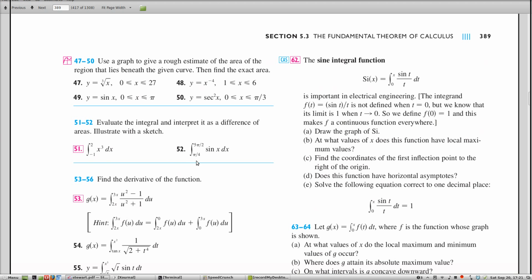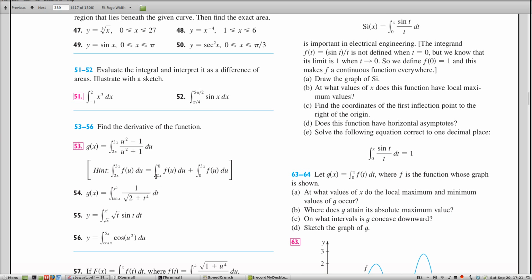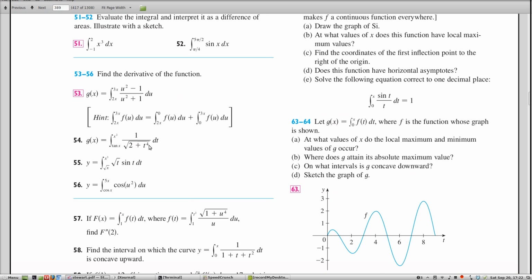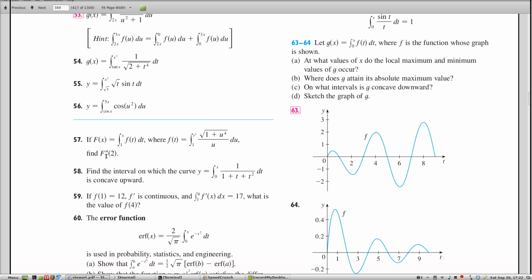Interpret this as a difference of areas. No thanks. Find the derivative. Yeah, the hint kind of says it all here, and we've hit that pretty hard in homework, haven't we? You've had several homework questions like number 53 here, so I think that would be a legitimate test question. And you've had a homework question like number 57.